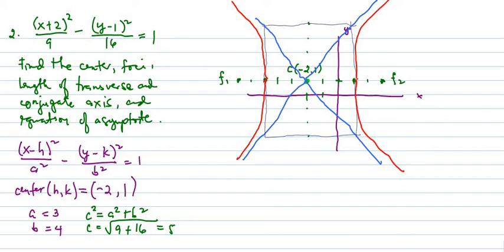This is our vertex. Again, this is our vertex. The vertex is located at x equals 1, y is equal to 1. The vertex of the hyperbola, x is equal to 1, y is equal to 1. How about the other one?